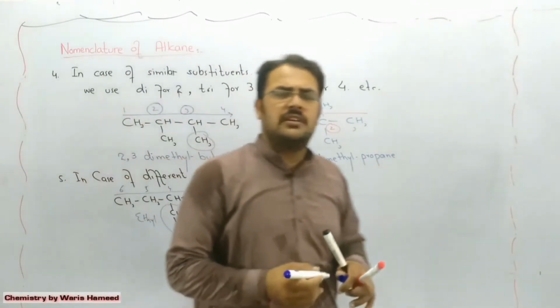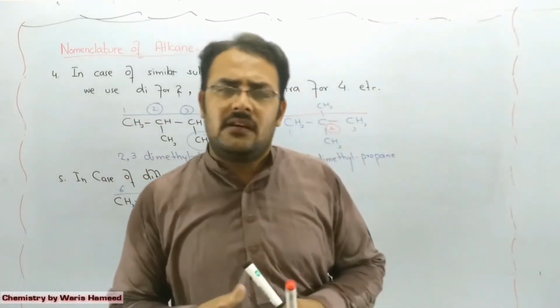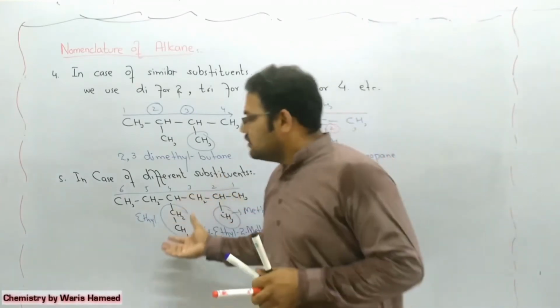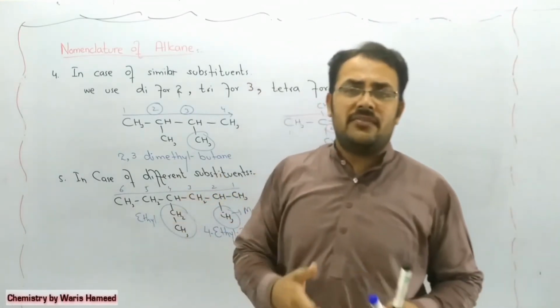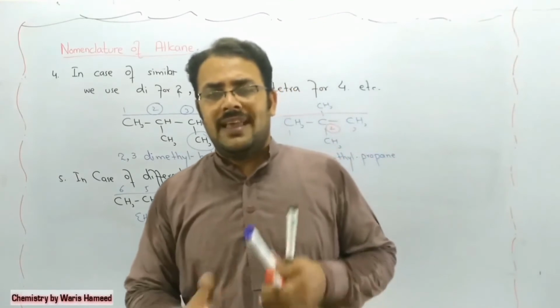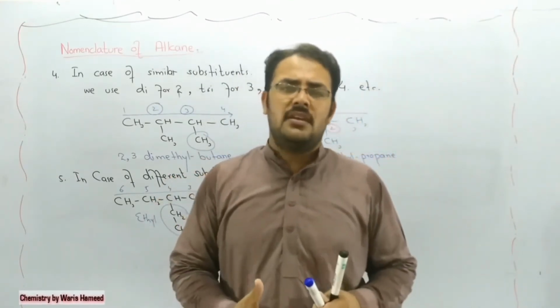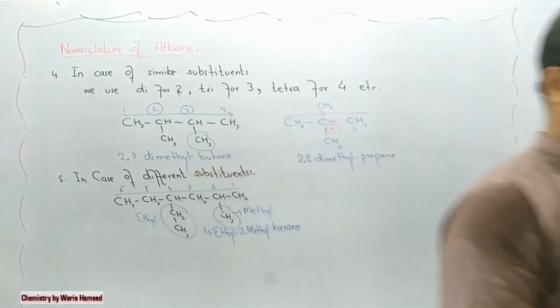If we have different substituents, then we have to maintain their order alphabetically. And in this case, we also can use di, tri, and tetra for similar substituents. Next, I am going to discuss more examples of nomenclature.